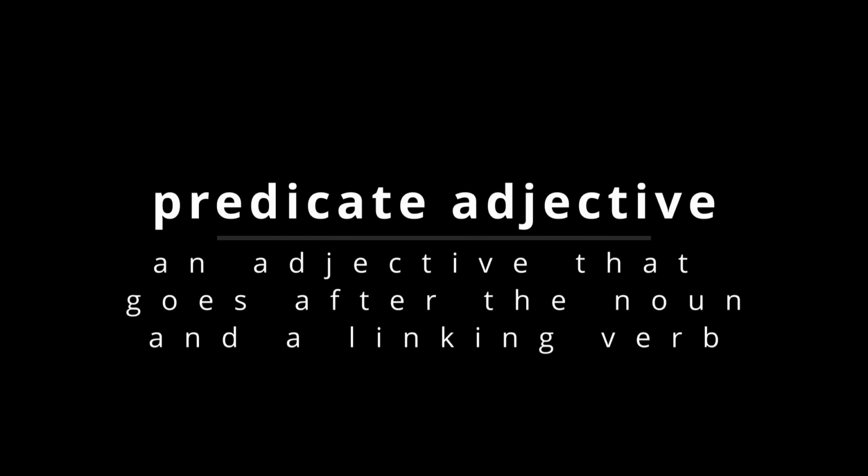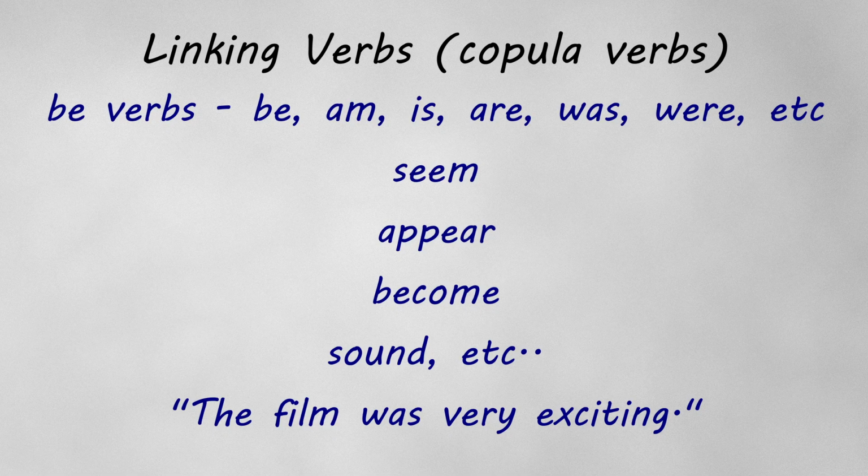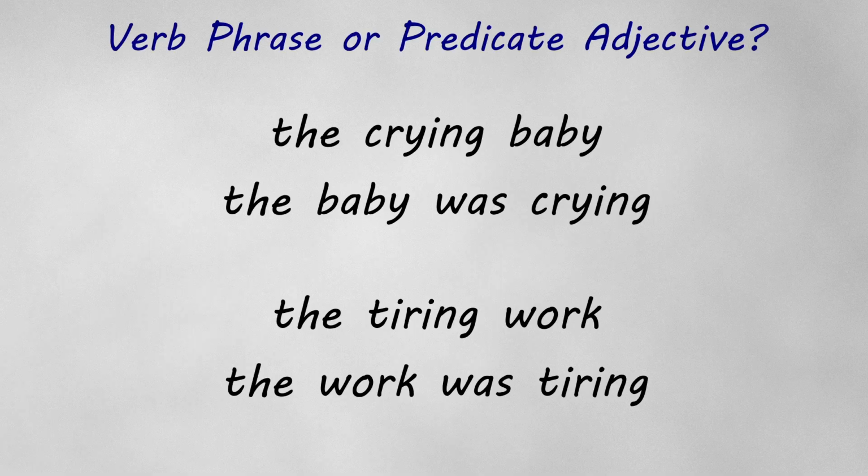They can also go afterwards as a predicate adjective if they follow some kind of linking verb like is or becomes or appears, like the phrase the film was very exciting or the man became tired. Sometimes it even gets a little bit tricky knowing whether a participle has a verb or an adjective function.